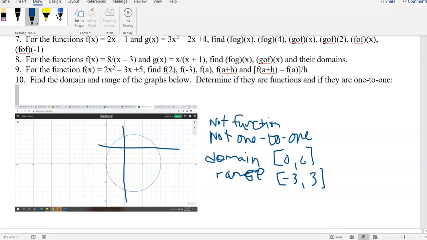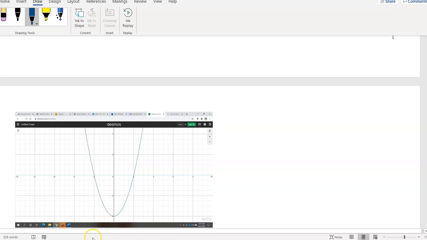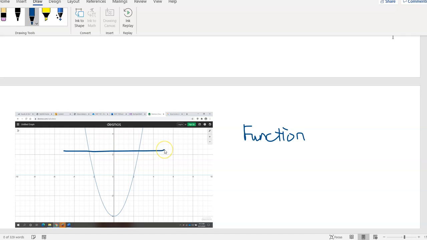All right, now let's go to our second graph. Let's notice no matter where I try to draw a vertical line, it's only going to hit this thing once. So this one is a function. On the other hand, if we do the horizontal line test, we hit this thing twice, so it's not one-to-one. Now let's get our domain and range.